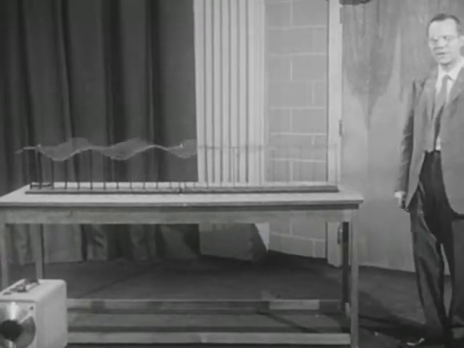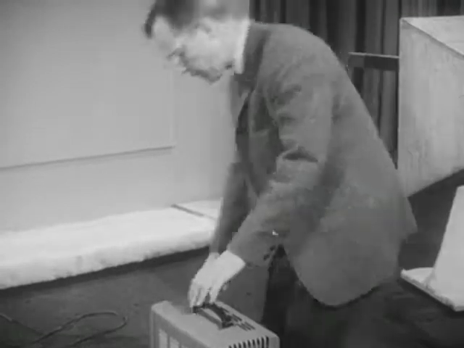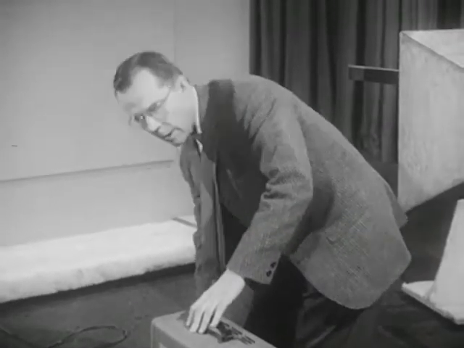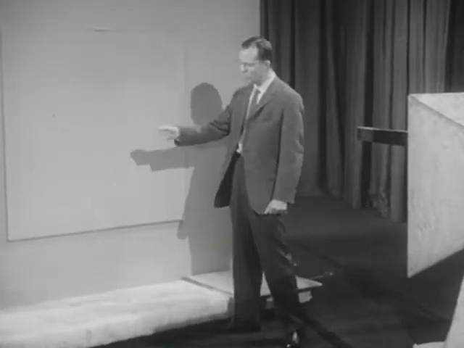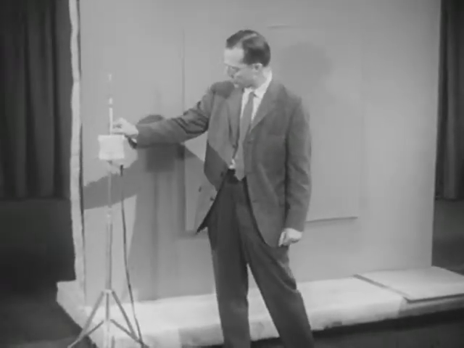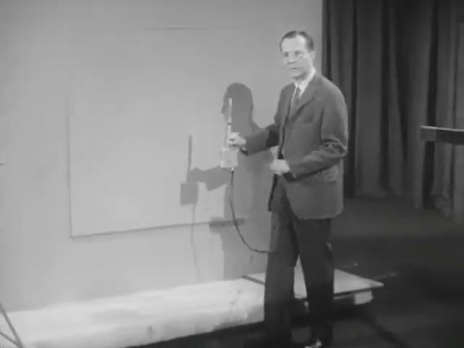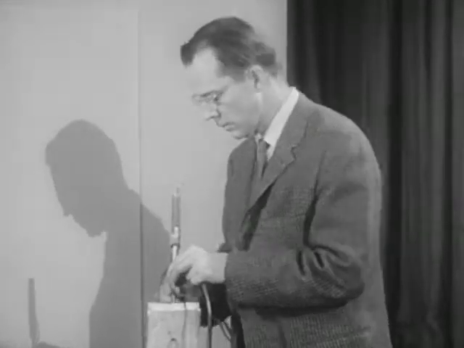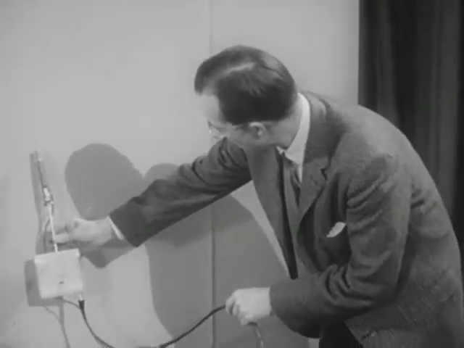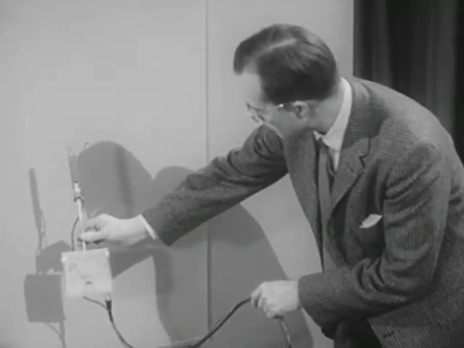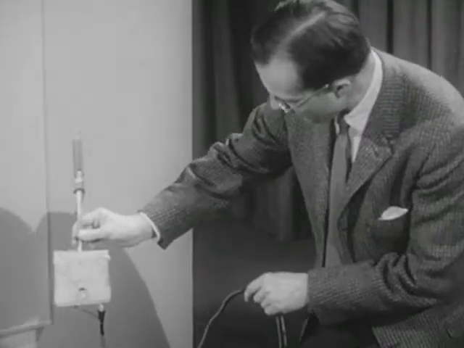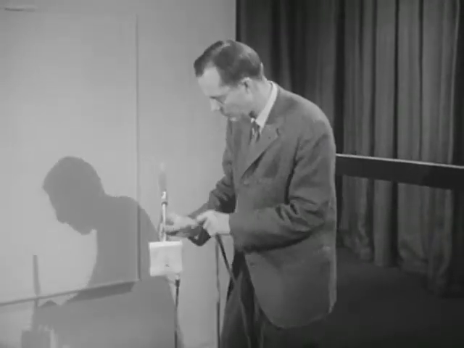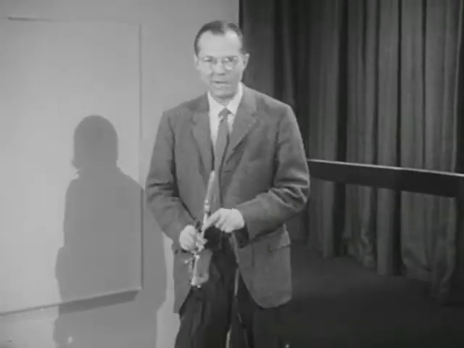Now let's see if we can get the same pattern in our beam of sound. We'll set up a tone on our oscillator, and this time we'll use a lower tone than we did before. Now we have our sound beam from the horn striking the baffle at right angles, and we want to explore the sound field out here in front. So we'll use our microphone and see if we can find maxima and minima. Well, clearly we have maxima and minima.